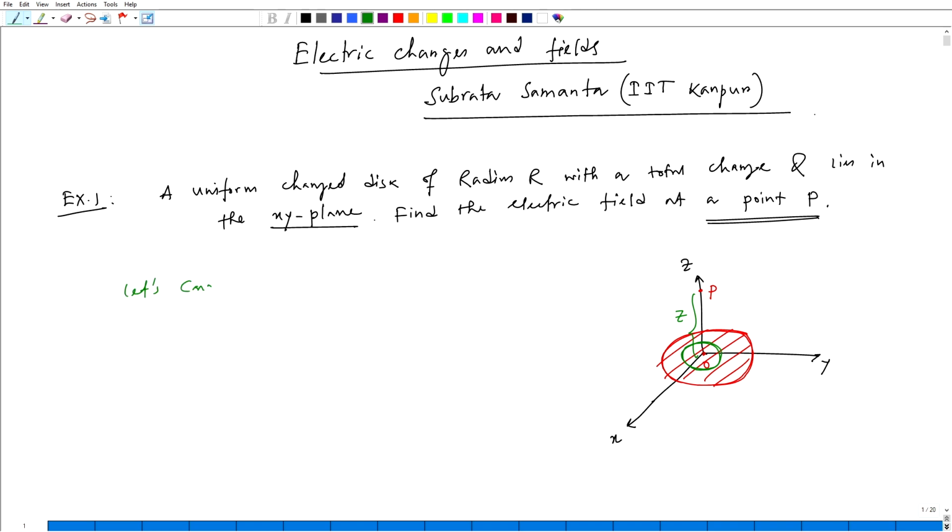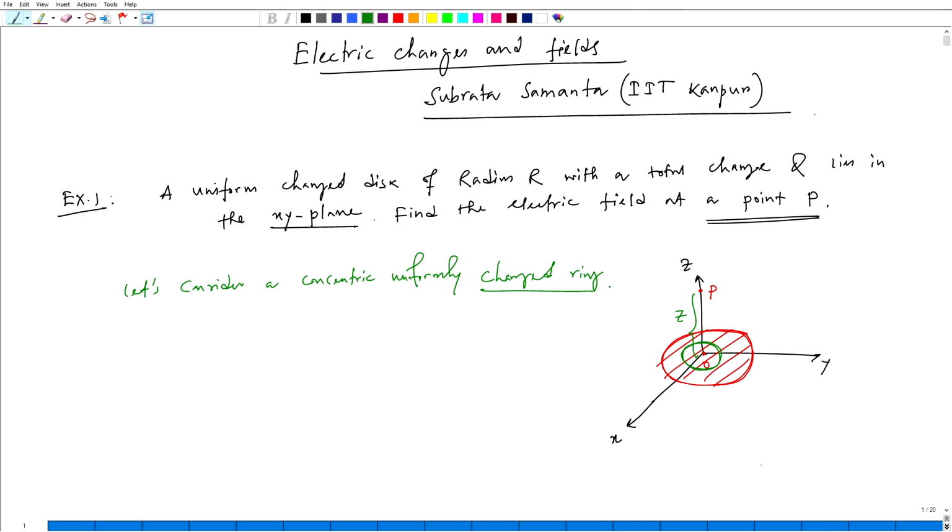So, let us consider concentric uniformly charged rings. Charged ring, okay, and the disc can be treated as a set of concentric uniformly charged rings, right.